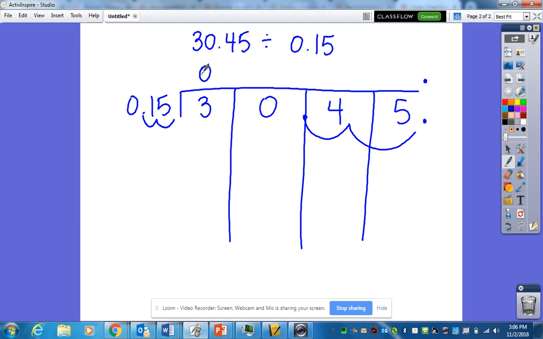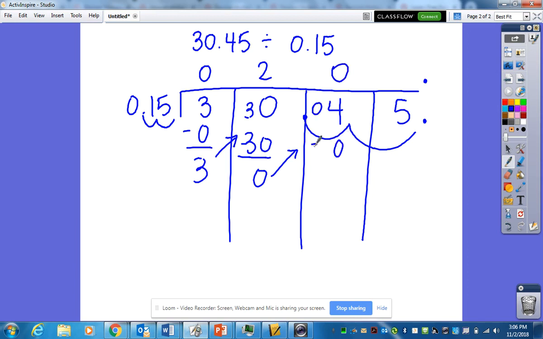15 fits into 3 0 times. 15 fits into 30 2 times. 15 fits into 4 0 times. And 15 fits into 45 3 times. I need to double check to make sure I've carried the decimal from the dividend to the quotient, and I have. My quotient is 203.